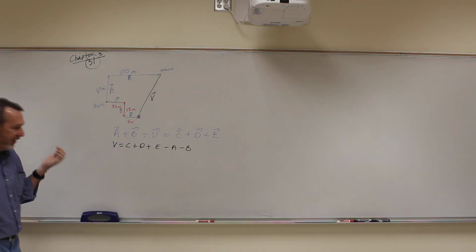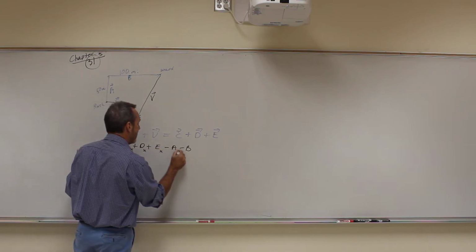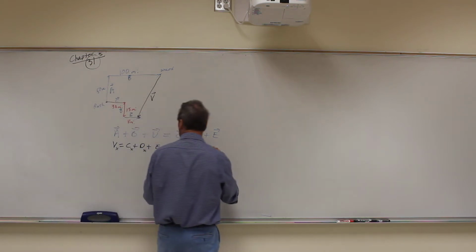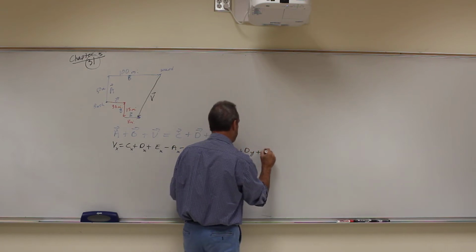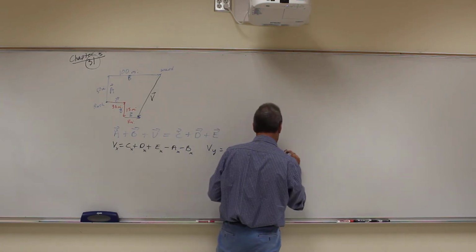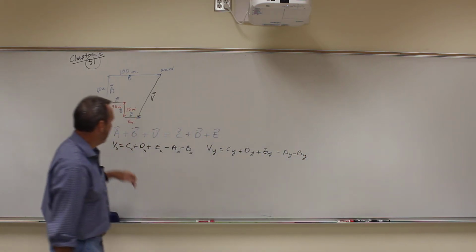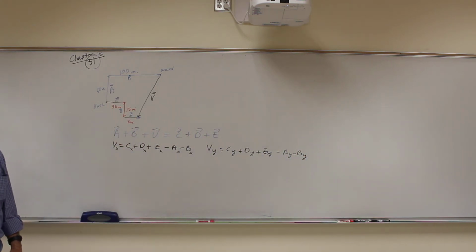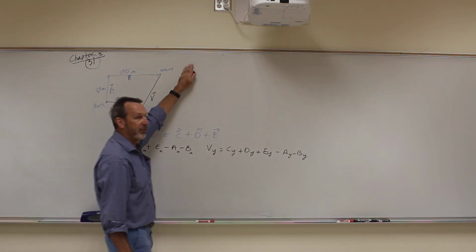And remember, I have to do that twice. So I'm going to do this for X, and I'm going to do the exact same thing for Y. So it's going to be CY plus DY plus EY minus AY minus BY. And that's how I'm going to figure out the vector components. But to know that, I have to know all the vectors. So up here, I'm just going to figure out what all the vectors are.